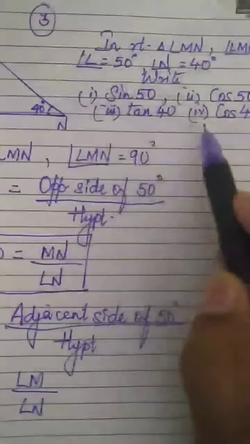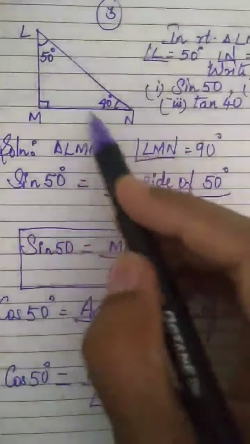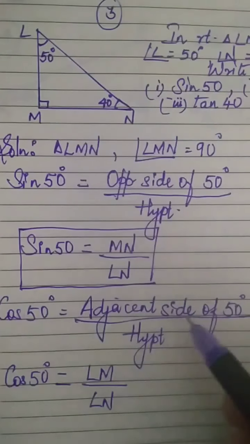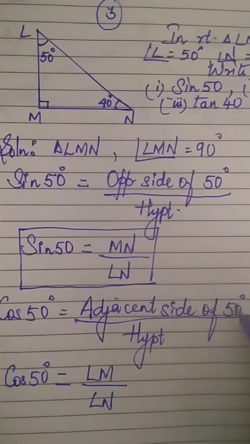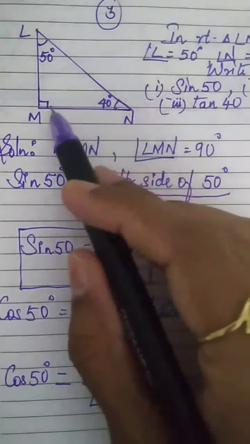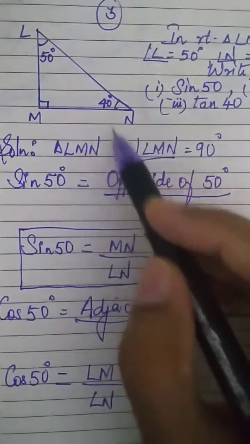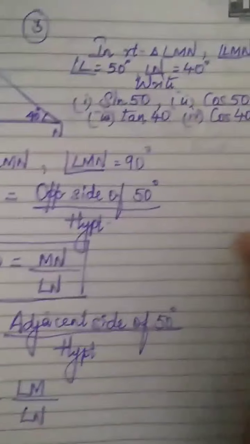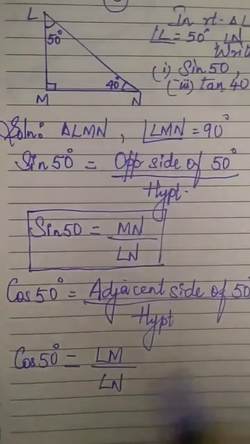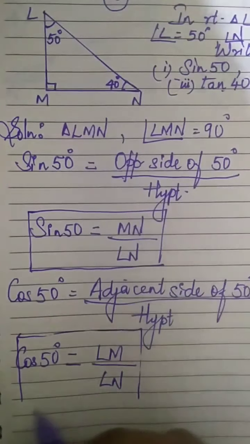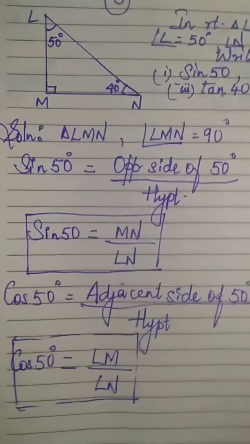Do it. Next is cos 40. 40 is this. Cos means it will be the adjacent side of angle 40 upon hypotenuse. The adjacent side of angle 40 degrees is MN upon hypotenuse LN. Okay, so complete the third and the fourth sum this way and highlight your answer. Two sums remaining, please solve and get your answer.